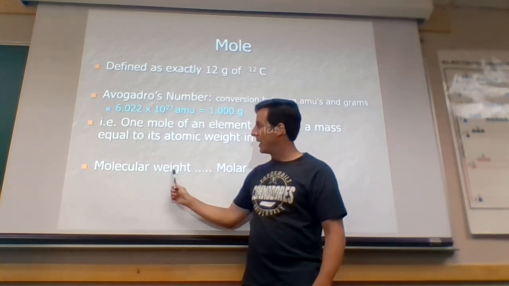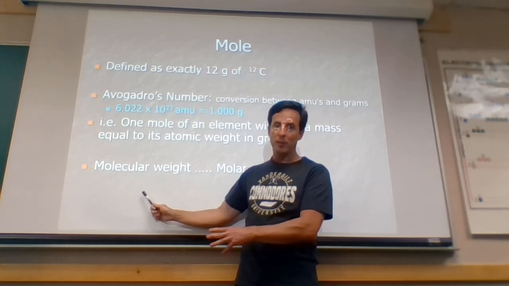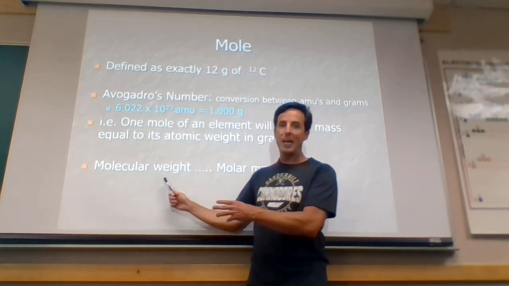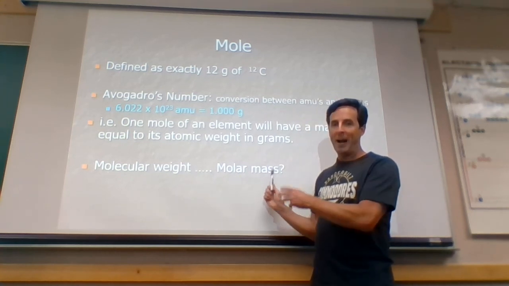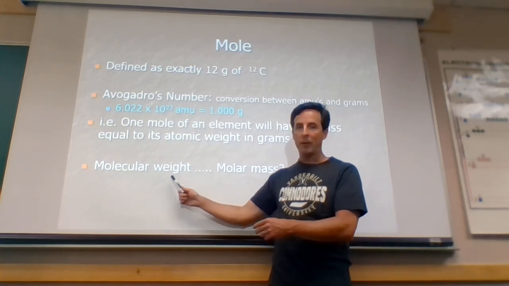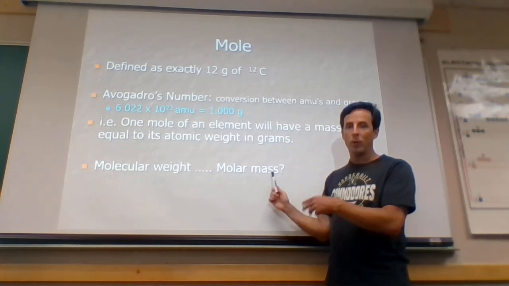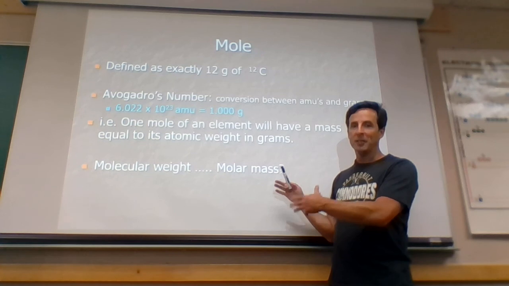The molecular weight of a compound, which technically should be in AMUs, like the molecular weight of water is 18 AMUs, is going to be the same number as what we call the molar mass. It's the mass of 1 mole. 1 water molecule weighs 18 AMUs. A mole of water would weigh 18 grams. It's the same number, but a much bigger unit.